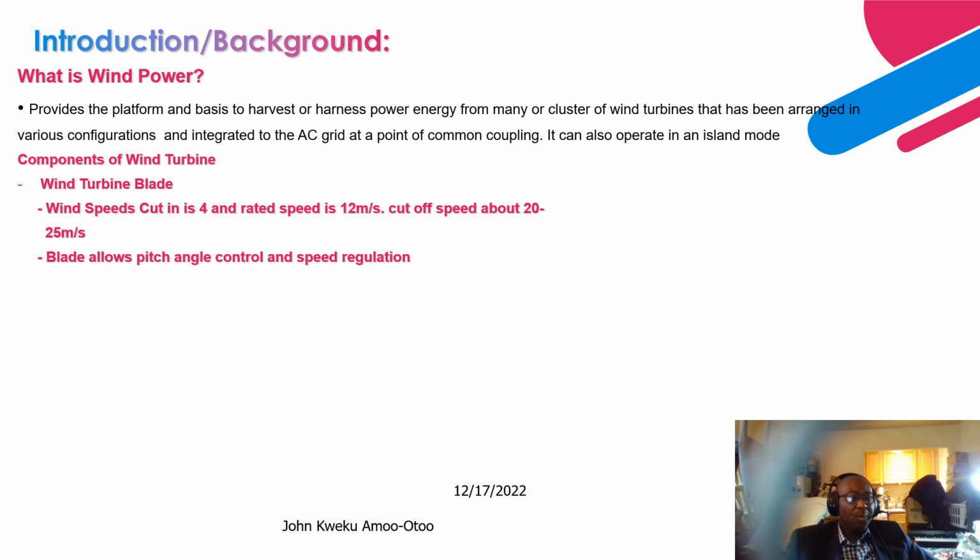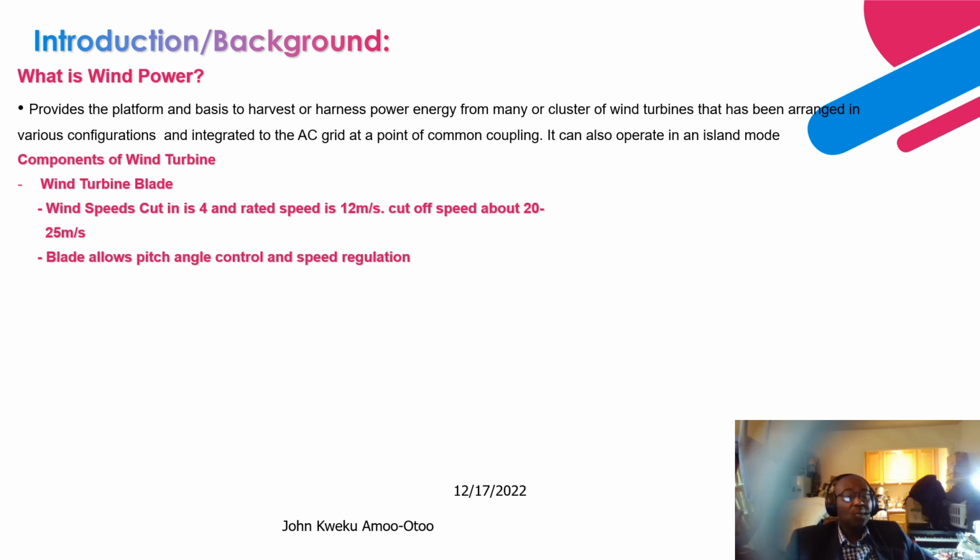Now let's talk about the components of the wind turbine. A wind turbine has blades, and most often than not, the horizontal type has three blades. These blades turn when the wind with a speed impinges on them. So we have something we call a cut-in speed at 4 miles per second. That's the wind velocity when the wind turbine cuts in and starts generating electric power.